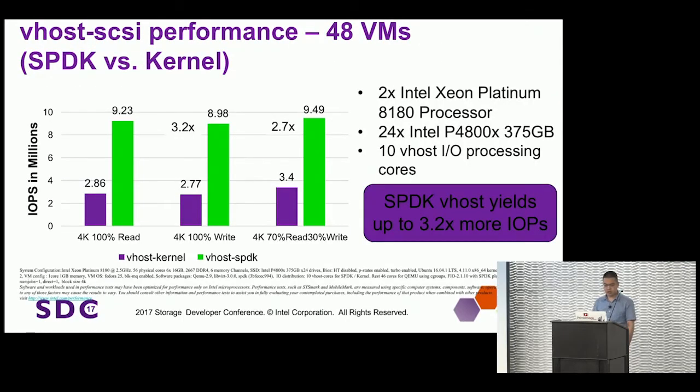And this page shows the performance of the 48 virtual machines. We compare the performance between vhost kernel and vhost SPDK. We can see that across the three types of cases, for example, 4K read, write, and 4K 70% read and 30% write, the average performance gain is about 3.2x better. And for the details, I think you can see the Intel booth around the meeting rooms. So this is all my part.